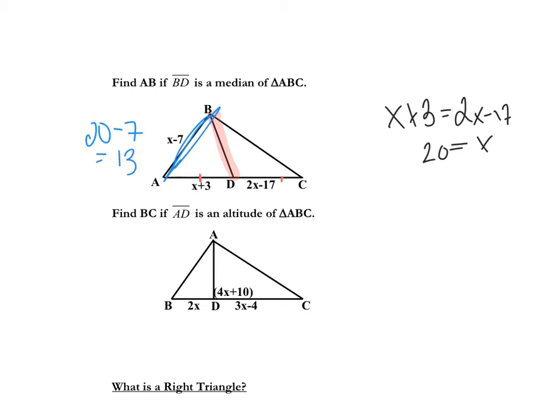Okay. And then the altitude, remember that an altitude forms a 90-degree angle with the other side because it's perpendicular. So we're going to set this part right here, because we know that this is going to be perpendicular, equal to 90. So 4x plus 10 equals 90.